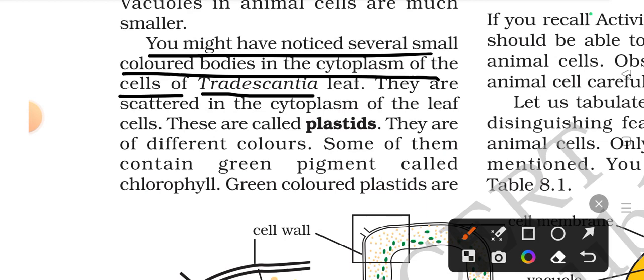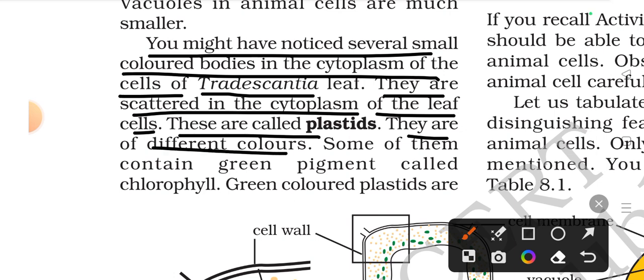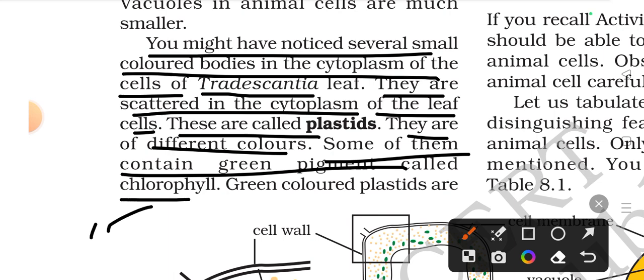Tradescantia. Okay, Tradescantia leaf. They are scattered in the cytoplasm of leaf cells. These are called plastids. They are different colors. Different colors means not shades of colors. Some of them contain green pigment called chlorophyll. We have learned that in plant cell chlorophyll is there and it helps in photosynthesis.